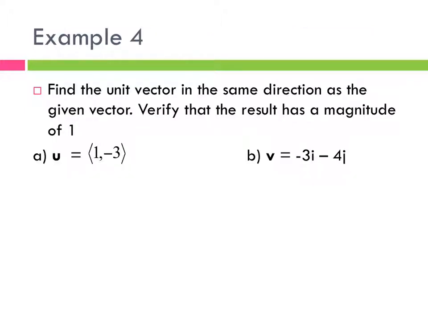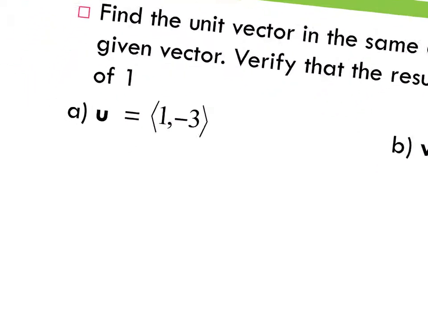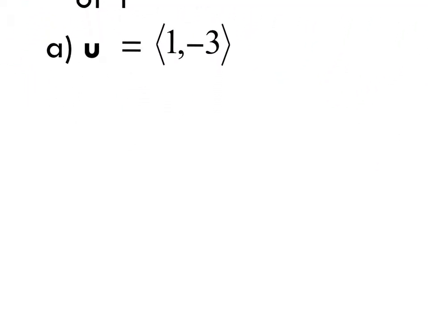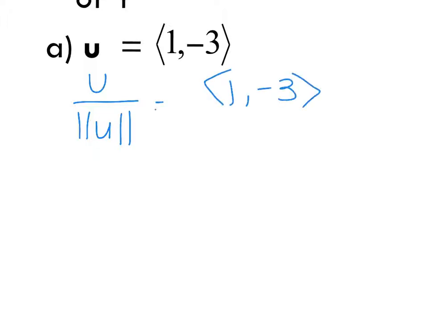So it'll say find the unit vector in the same direction as the given vector and then verify the result has a magnitude of 1. So if the magnitude is 1 of what you get, then you know you're doing this correctly. So we're going to do the first one, which is in your initial format. So this is u. To find a vector in the same direction, or a unit vector in the same direction, I do the magnitude of u, I do the component form of u over the magnitude of u. So I already know the component form. That's what's given to me. That's 1, negative 3. What I have to find is the magnitude.